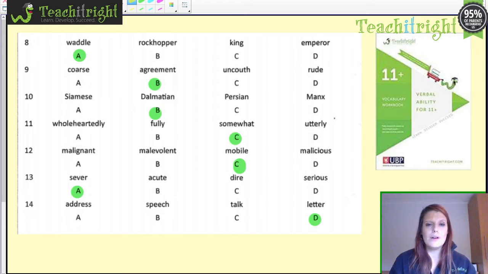Number 12, the other words are all ways of saying something that's nasty or with bad intent. 13, sever means to cut, but the other 3 all mean extremely serious. So dire and acute are synonyms for serious. And then number 14, you can write a letter, but the others are all ways of speaking. You may give an address to the nation. You may deliver a speech or simply talk.